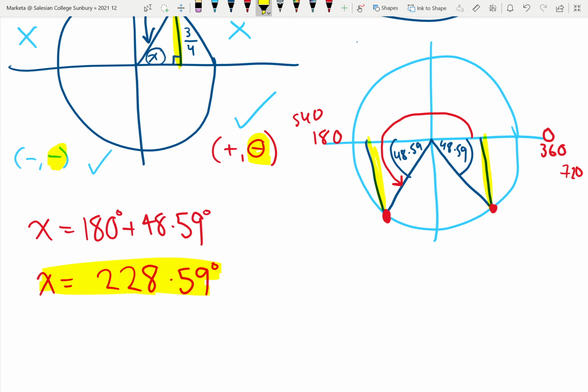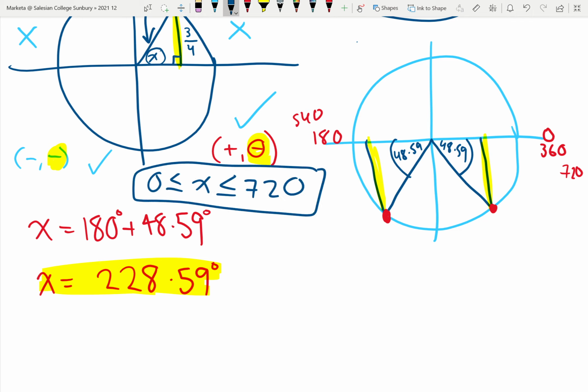And it's good to highlight your answers when you know that they are correct, because sometimes you'll do one that's too big or too small, and you want to make sure that that's not included in your answer. By highlighting it, it forces you to check that it fits in the domain, remembering that our domain is from 0 up till 720. So we need to make sure our angles fit into there.